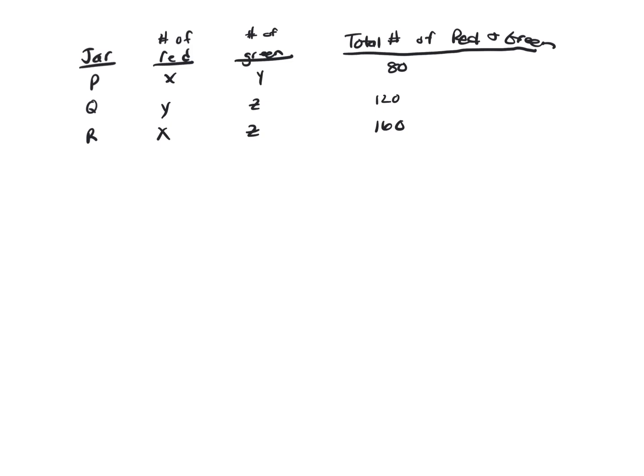We are trying to find the number of green marbles in jar R. So we're trying to find Z. And we know, start with jar P, we know that X plus Y equals 80. And we know Y plus Z equals 120, that's jar Q. In jar R, we know that X plus Z equals 160.